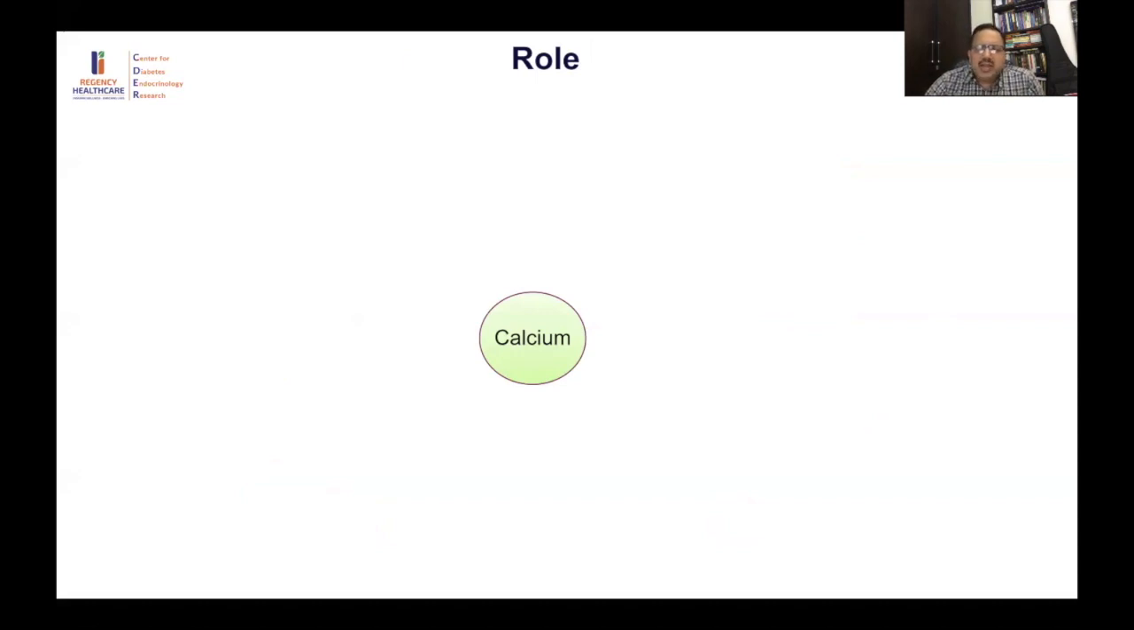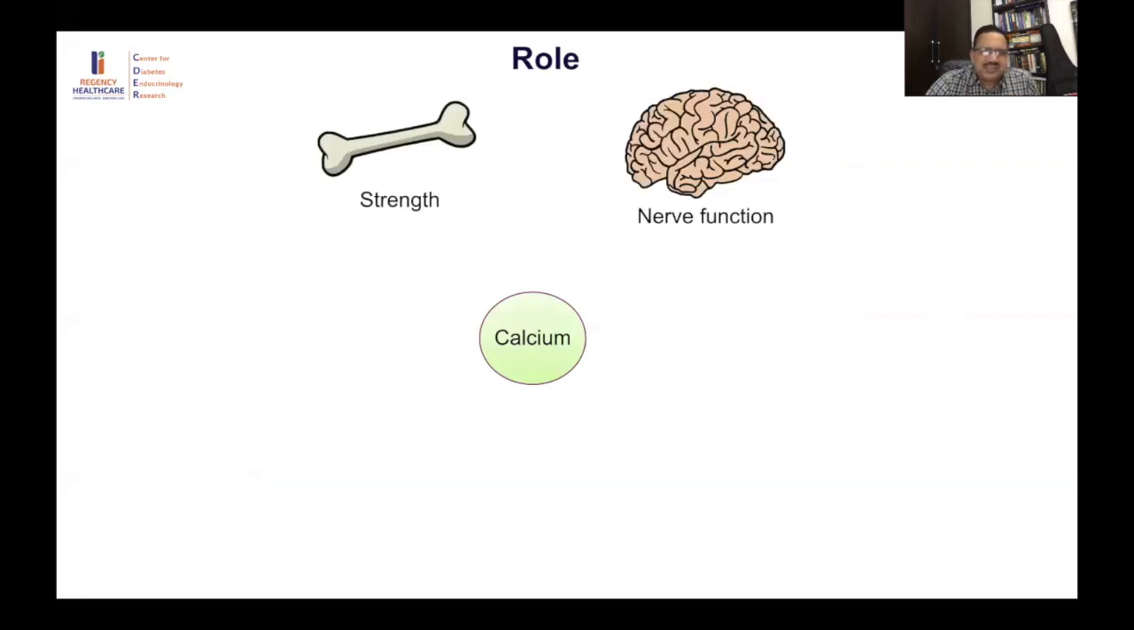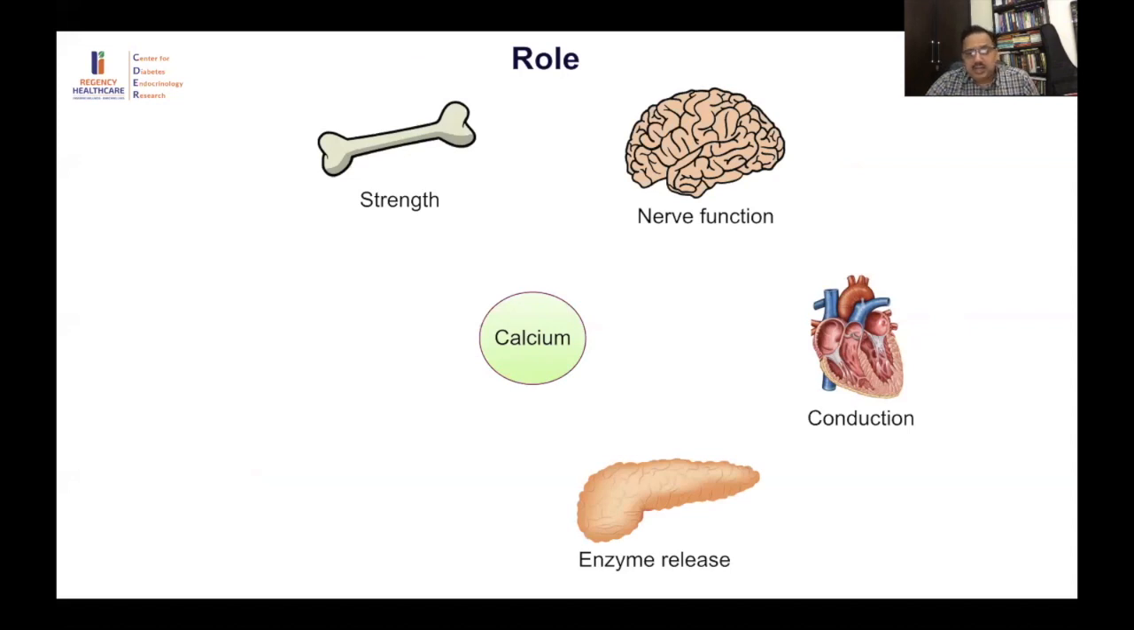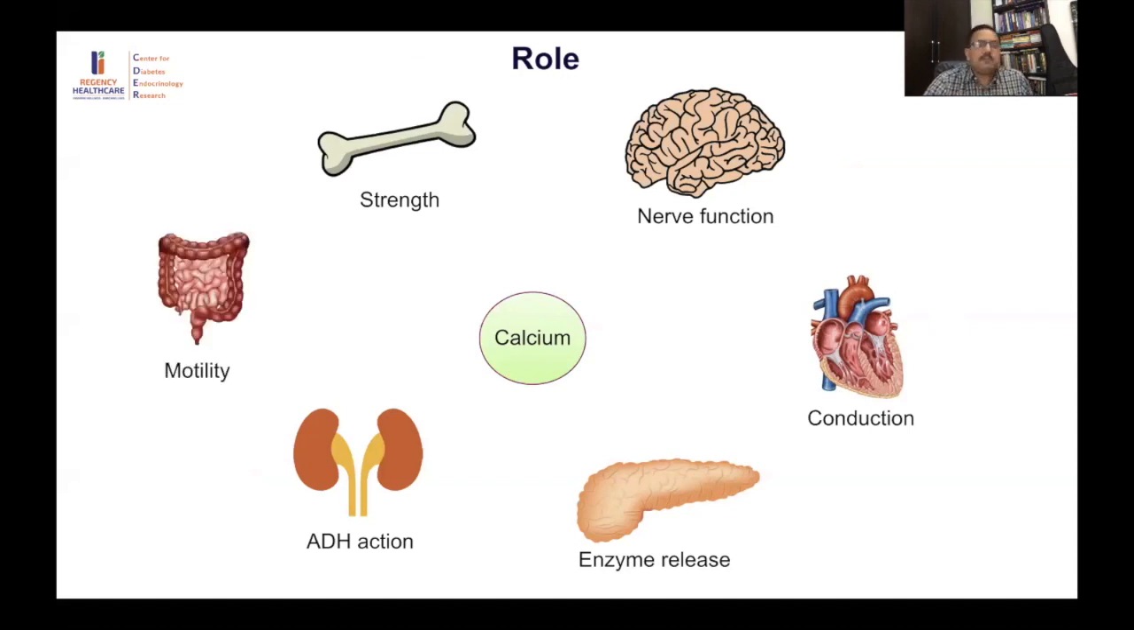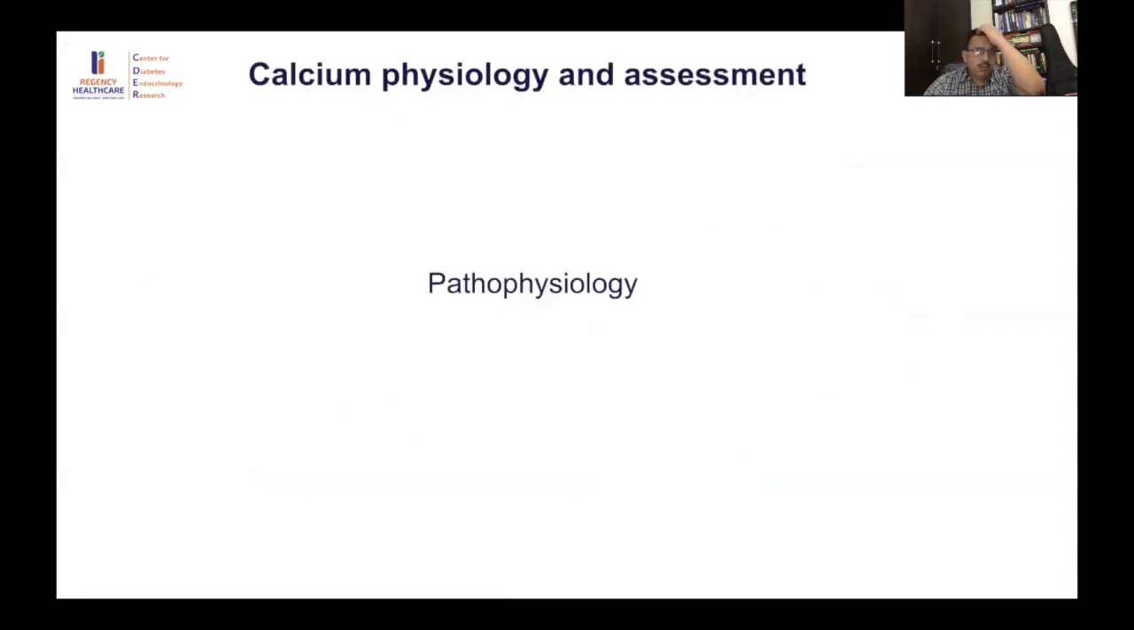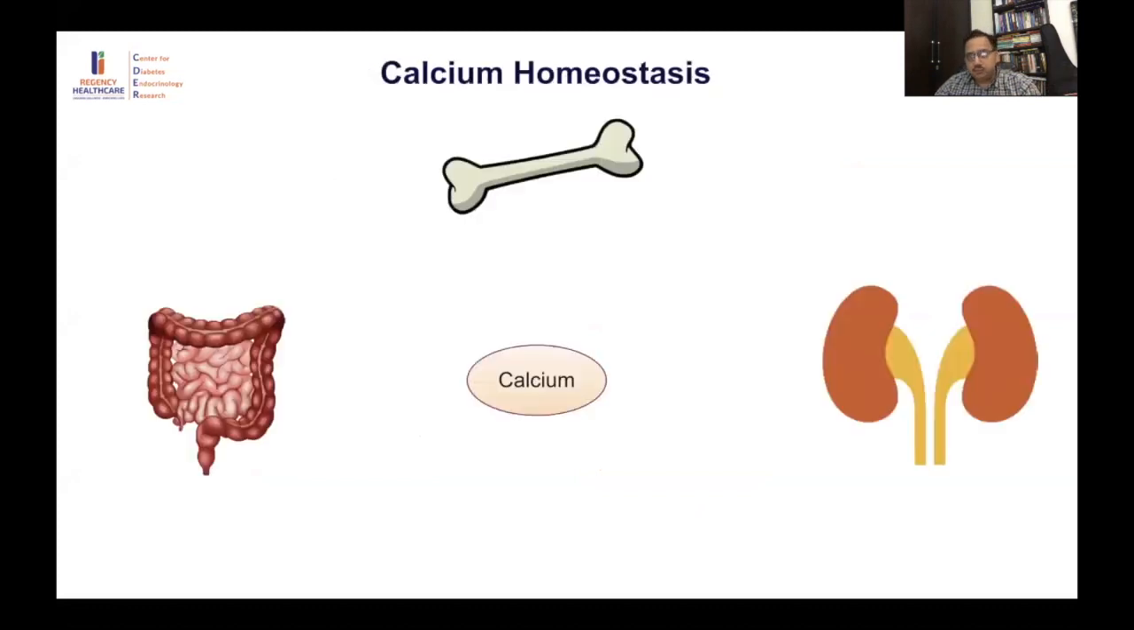So it plays a role in every part of the body to increase bone strength, nerve function, conduction in terms of heart, enzyme release in the insulin. So a lot of this intracellular signaling is dependent upon calcium levels, the effect of ADH. Therefore, if you have problems, you may have a nephrogenic DI-like situation, particularly with hypercalcemia, and gut motility. So it has an effect on every organ, and that's why we need to have a high index of suspicion for calcium disorders. So now we'll talk about the pathophysiology as to how this physiology translates into pathology.